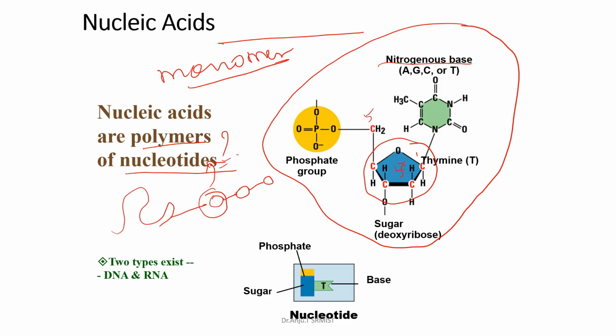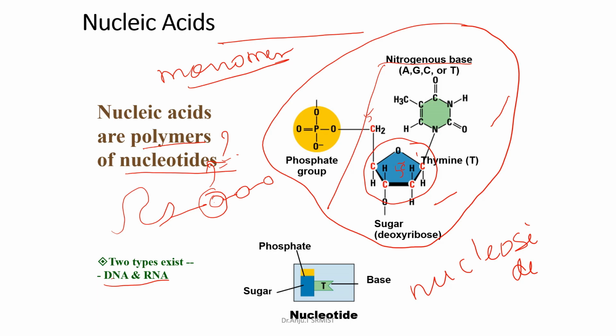And you also come across a term called nucleoside. It has only the sugar molecule and the nitrogenous base and no phosphate. If you take DNA and RNA, the nucleic acids, both have this monomeric unit, the nucleotides.